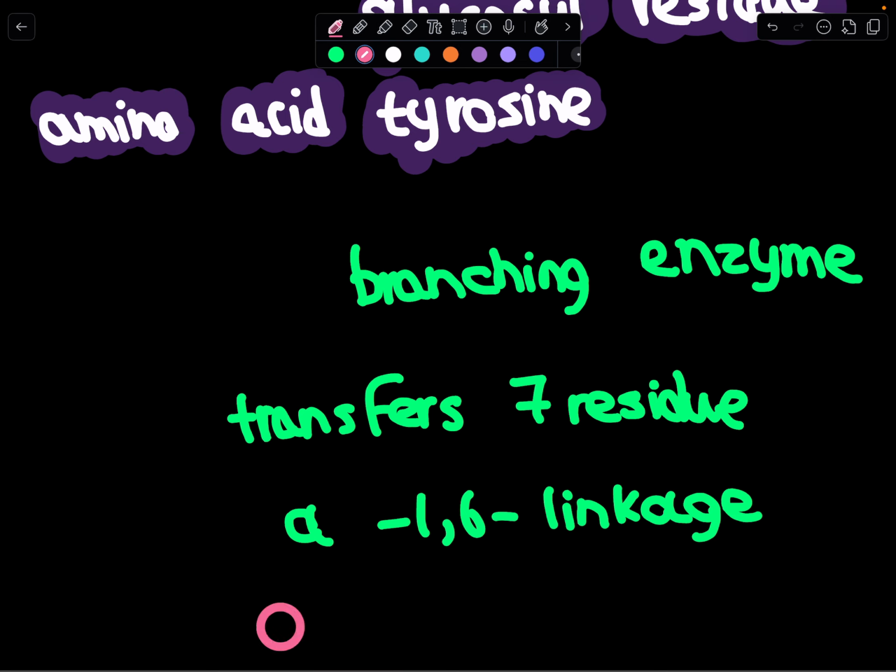The branching enzyme acts during glycogenesis in the liver or muscle cytoplasm, taking a block of about 6 to 8 glucose residues from a glycogen chain's non-reducing end and attaching it via an alpha-1,6 glycogen bond to create a new branch, which happens after glycogen synthesis extends linear chains.